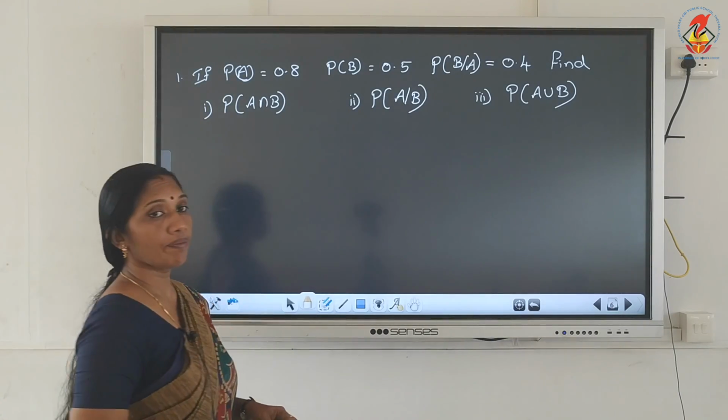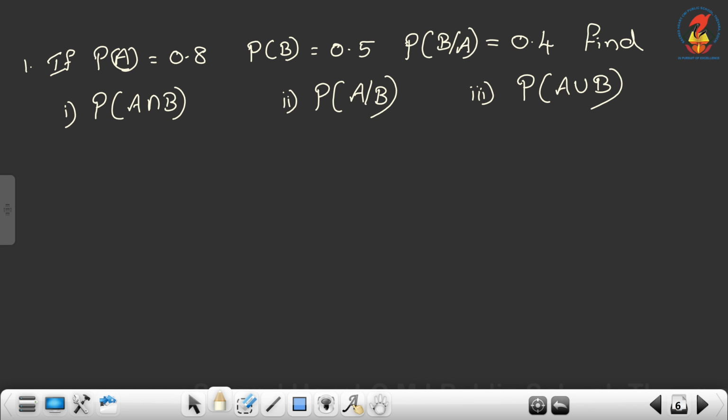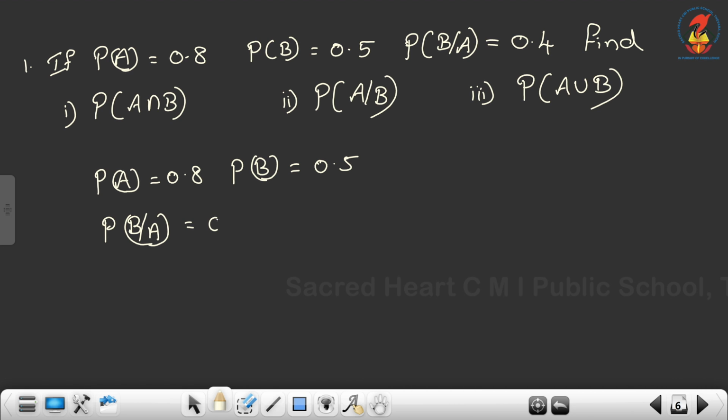So the first question: if P of A is equal to 0.8, P of B is 0.5, and P of B given A is 0.4, find P of A intersection B, P of A given B, and P of A union B. So P of A is given, P of A is 0.8, P of B is 0.5, and P of B given A is 0.4.